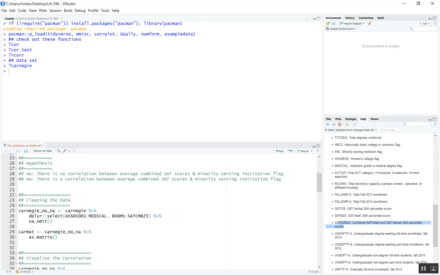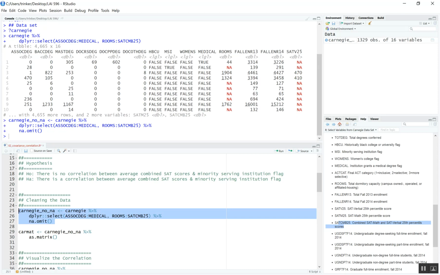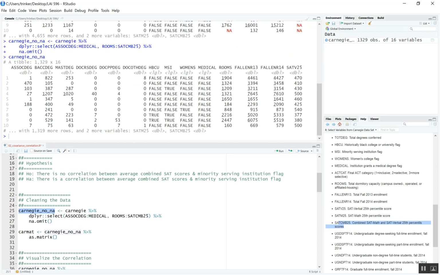So let's start out by grabbing just variables of interest. And I'm going to grab from associate degree through medical, and then rooms through SAT combined. So I'm grabbing these variables, and you see these missing values in there. And we can handle these missing values in a number of different ways. For this particular analysis, I'm just going to remove them. And of course, you need to justify why you're doing what you're doing with handling missing values. It probably is not the most appropriate, but for this demonstration, that's what we'll do. We'll see that that takes us down to about 1,300 rows, right?